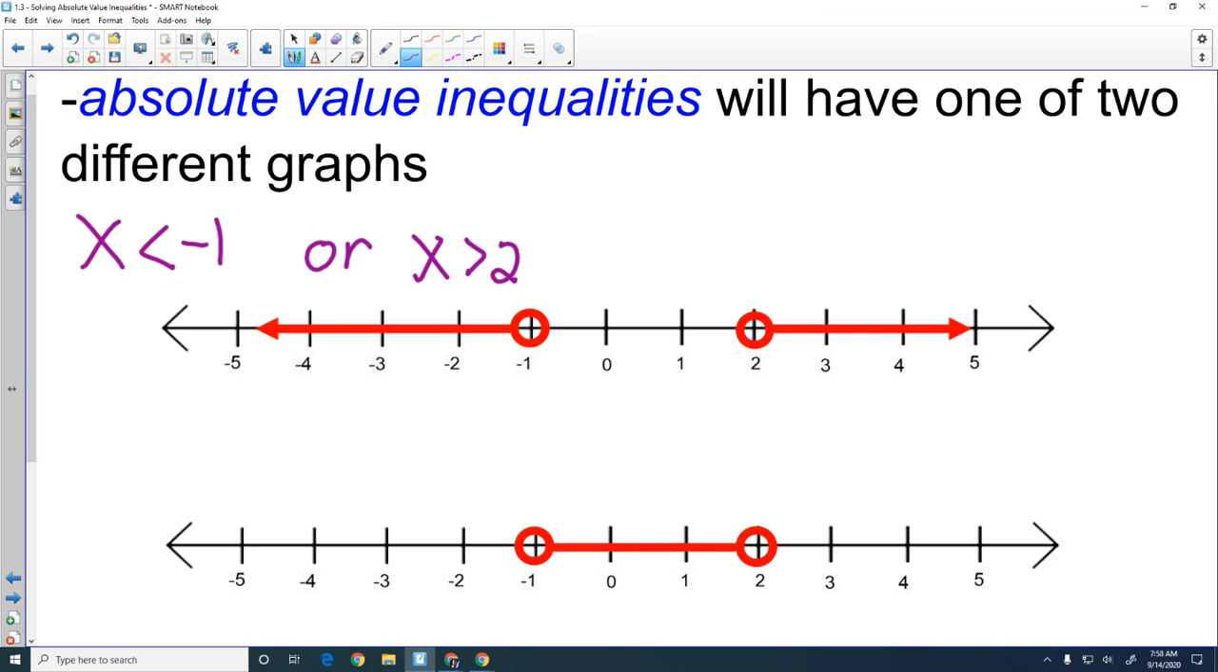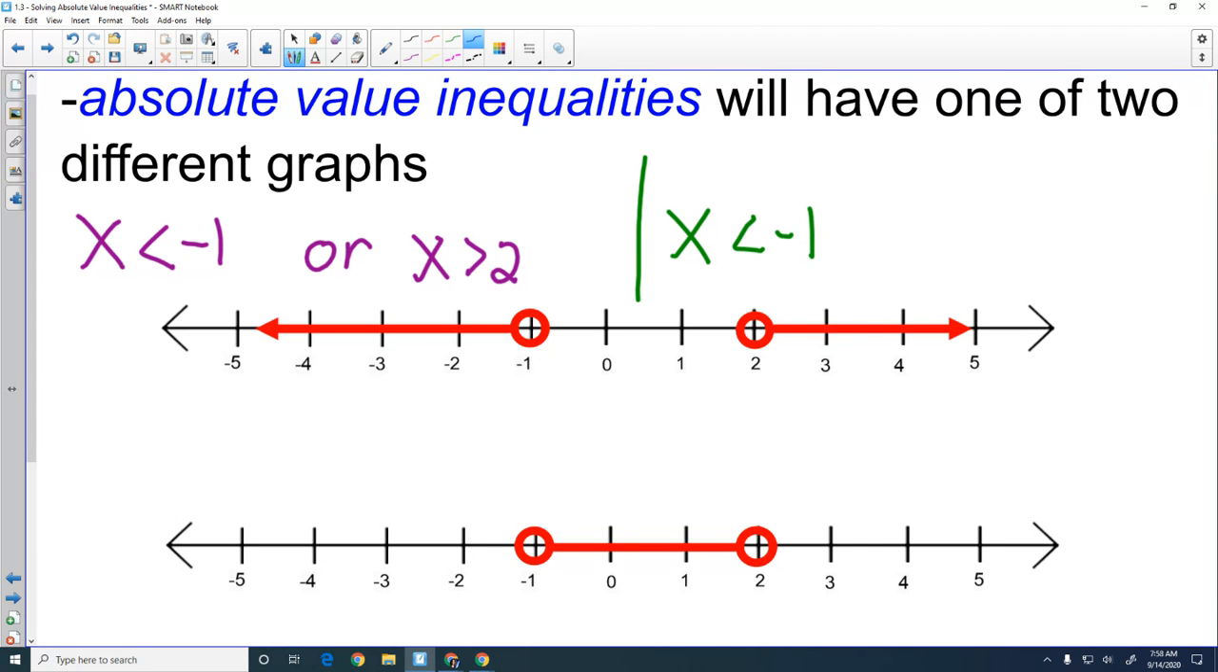And if you see the word or in one of these compound inequalities, then right away you can tell it's going to be those arrows in opposite directions. It's not going to be something that's together, because it's two opposite possibilities. So that's one way you can write this. Another way that you're probably going to see is written very similarly. X is less than negative 1. But now, this is where it gets a little different.